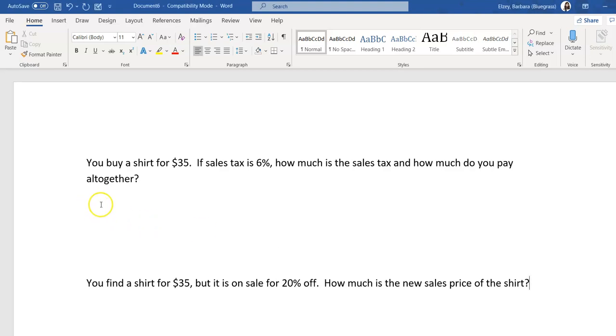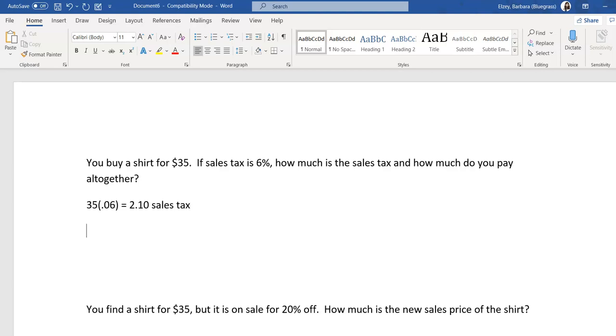So you probably understand how to do sales tax, but let's go through it. Anytime we have a sales tax of a percentage, we take the amount that we're paying and multiply it times that percentage listed as a decimal, which would be 0.06 in this instance. So $35 times 0.06 gives us $2.10. Now that's the amount of the sales tax. We have to take that sales tax and add it to the original $35, which gives us $37.10 that we will pay.